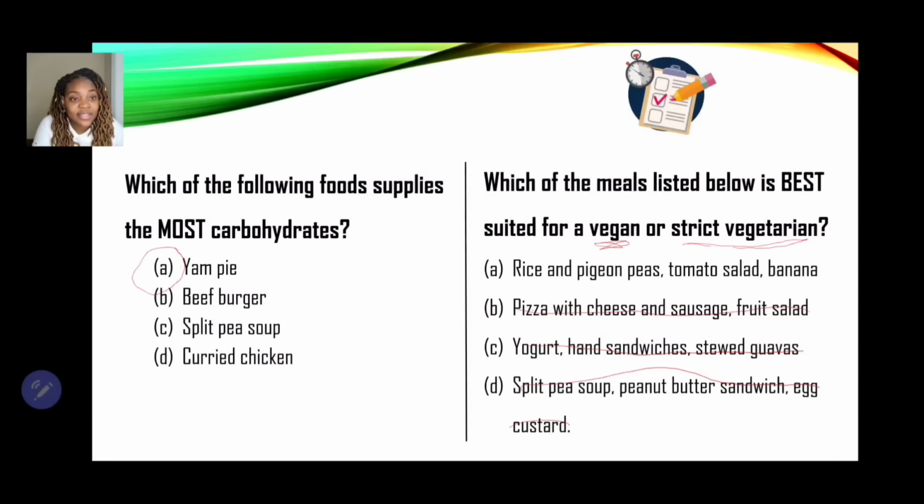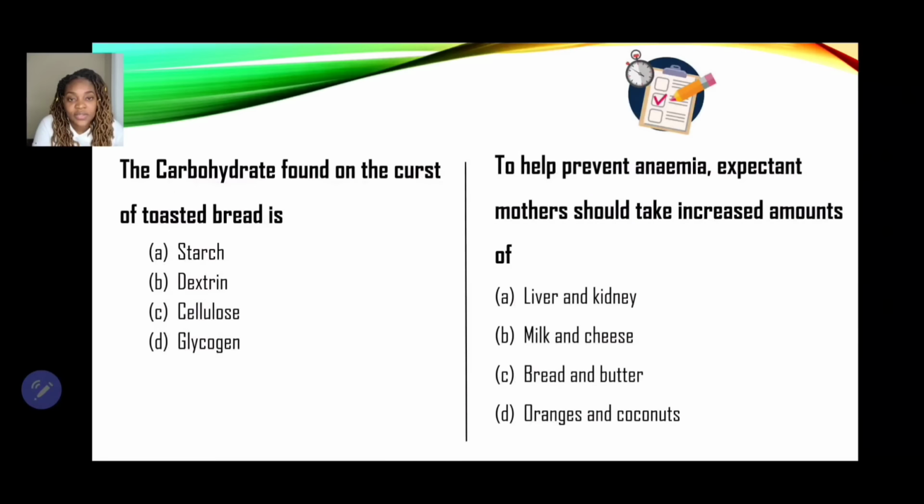So the ideal answer, after we have eliminated those options that are not possible, is A, which is rice, pigeon peas, tomato salad, and also banana. Right. Next question. The carbohydrate found on the crust of toasted bread is A, starch, B, dextrin, C, cellulose, and D, glycogen.